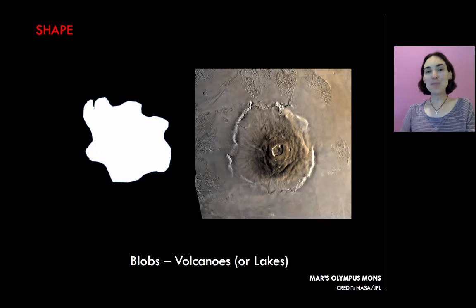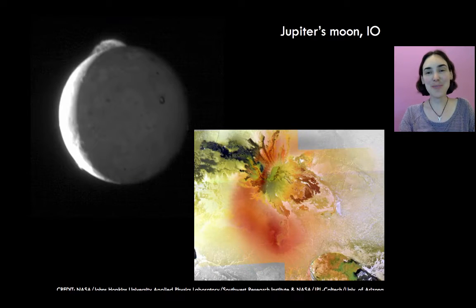So it could be circles, it could be blobs, a technical term. Blobs would indicate something like a lake or a volcano rather than a crater. So making this distinction between a circle and a blob already starts to tell us something very different about what happened to cause the feature that we're looking at. This is Olympus Mons on Mars, a famous volcano.